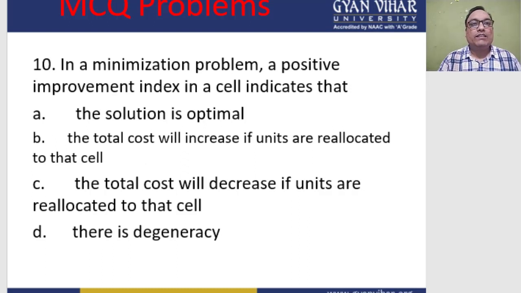In a minimization problem, a positive improvement index in a cell indicates that A, the solution is optimal. B, the total cost will increase if units are relocated to that cell. C, the total cost will decrease if units are relocated to that cell. And D, there is a degeneracy. So D option is right if there is a degeneracy for this case.